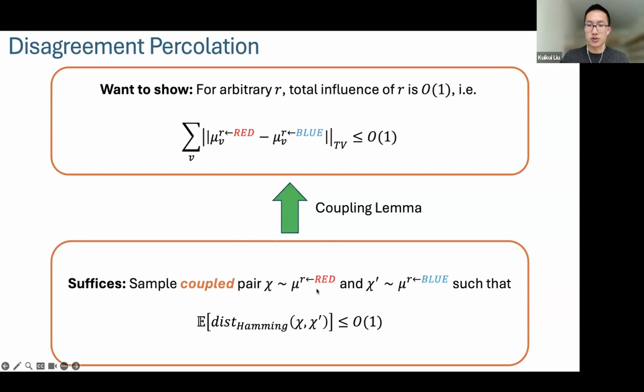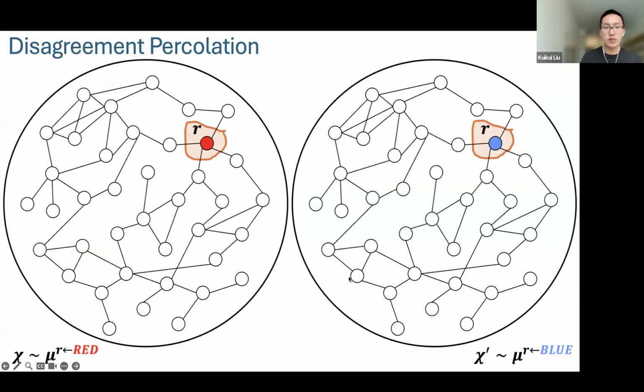So I want to design this coupled pair of colorings. You imagine the following picture. In the picture on the left, this vertex R is colored red. In the picture on the right, this vertex R is colored blue. So this is a single vertex which has a disagreement at it. And now I want to sample a coloring for the rest of the graph in such a way that the expected number of disagreements between these two colorings is small, at most a constant.